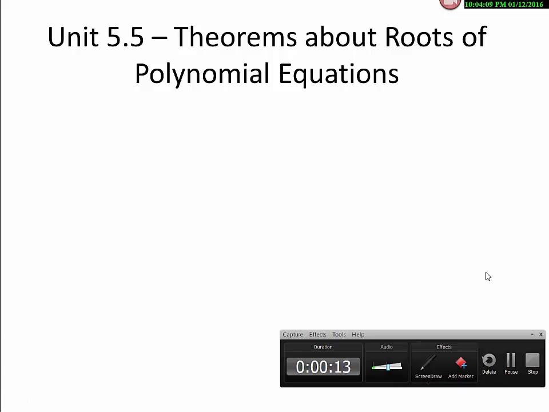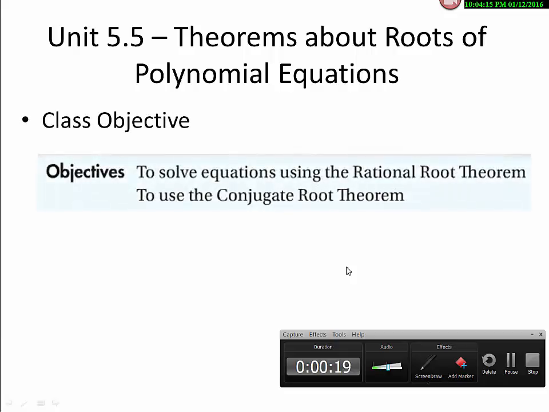Unit 5.5: Theorems about roots of polynomial equations. In this class, we will learn how to solve equations using the rational root theorem. We are also going to learn how to use the conjugate root theorem to identify the roots of polynomial equations.